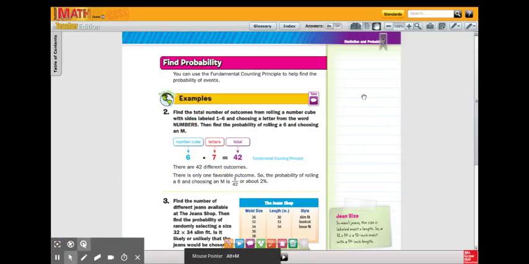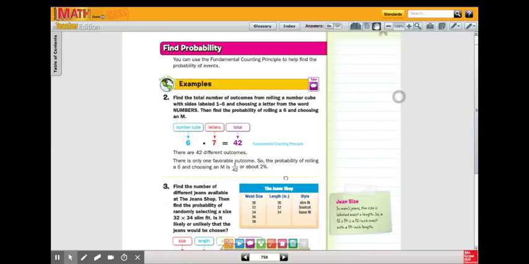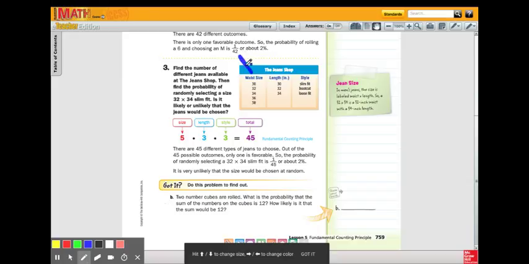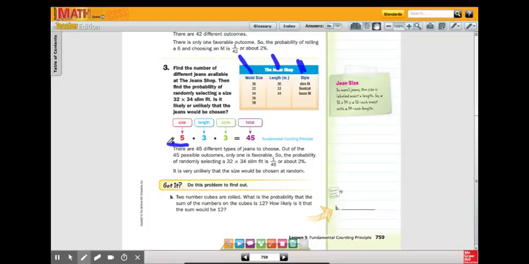Now going down a little more. This one is about jeans. So, wow, this is interesting. So you have the waist size right there, the length, and the style. So it looks like we have 5 different sizes, 3 different lengths, 3 different styles. So yes, you can do more than one, 5 times 3 times 3.